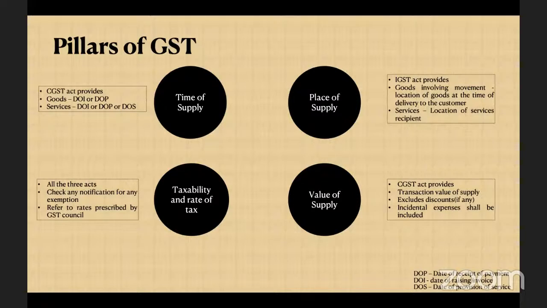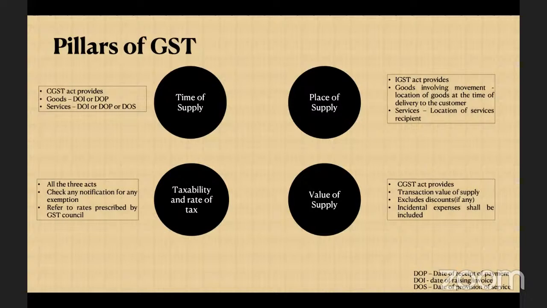Take the case of goods which involve movement. Suppose, let us take our original example, Mr. A, who is a manufacturer sitting in Harohalli, and Mr. B, a dealer sitting in Maharashtra. When A sells the goods to Mr. B, goods will need to move from Karnataka to Maharashtra. So in case of all kinds of goods which need movement from one place to another, the place of supply will be the location of the goods at the time of delivery to the customer.